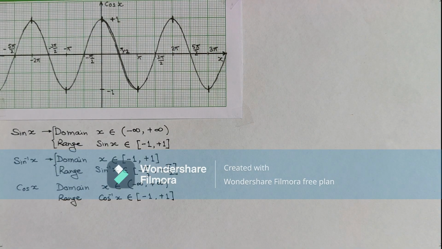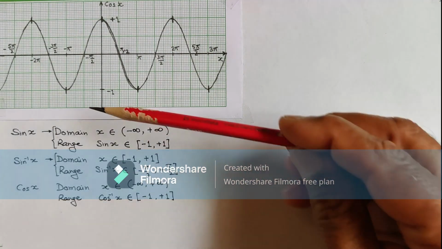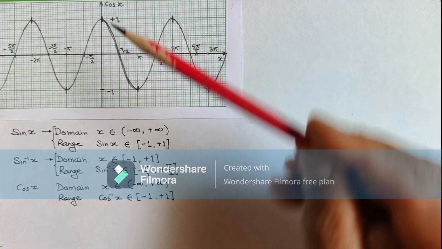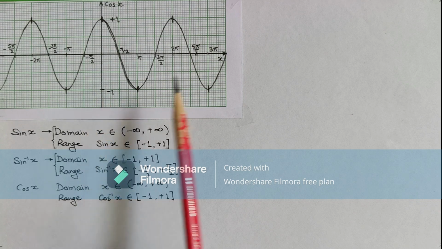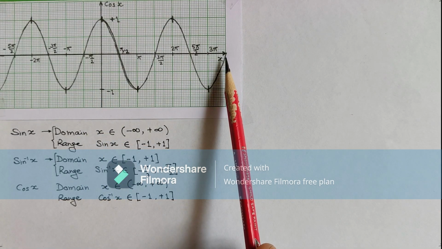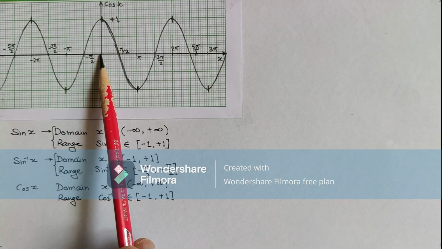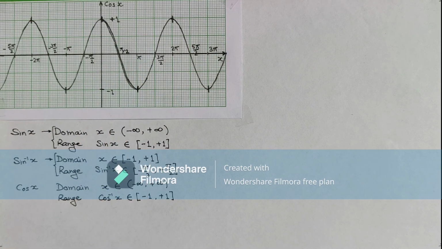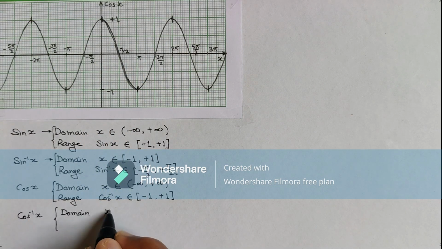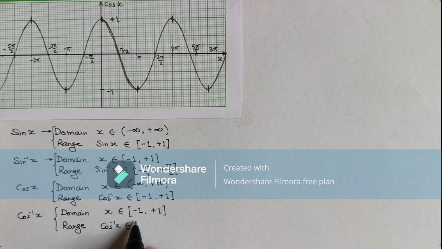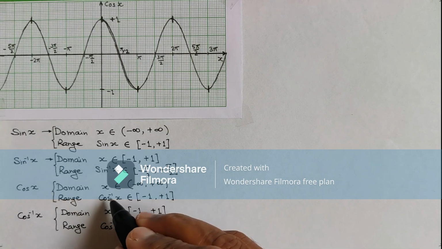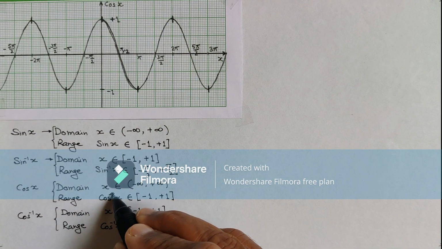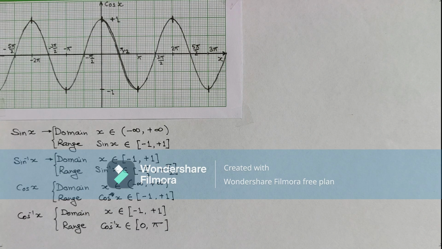So given a value of y anywhere in the range of minus 1 to plus 1, when I try to find cos inverse, I would land up with a value of cos inverse y in the range of 0 to pi. Oh, this was supposed to be the range of cos x, not cos inverse x. Apologies for the error.